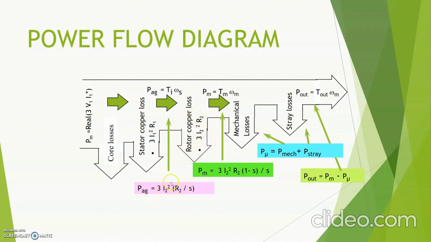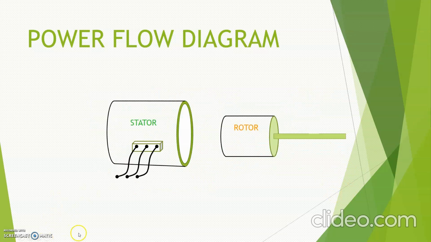So the P air gap minus your rotor copper loss, so you are left with the PM. So this is the formula for PM. Okay, and then you are going to have mechanical losses as well as stray losses. So this one we call it as P mu. So PM minus your P mu, you are left with the output power of your induction machine, which is PM minus your P mu. Okay, alright. So this is another way on how to interpret the power flow diagram as well.